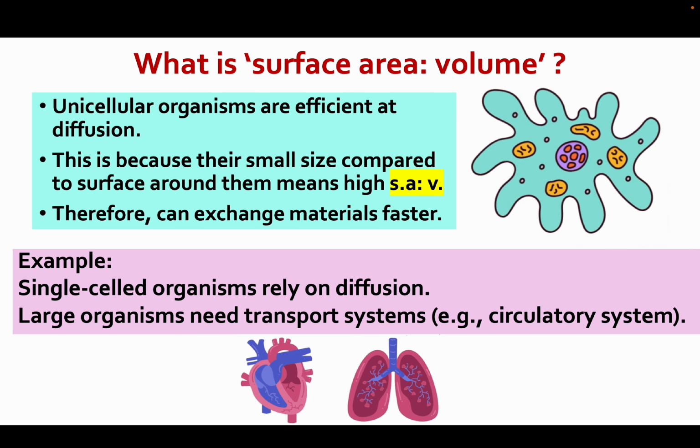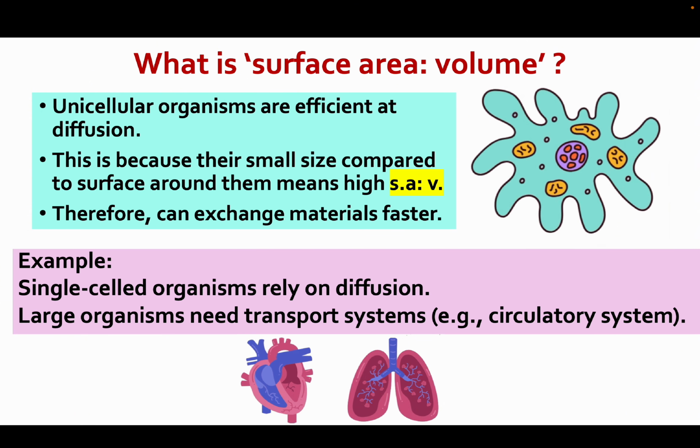Finally, let's look at surface area to volume ratio in a little bit more detail with some actual examples. Cells need to exchange materials efficiently, and the bigger the ratio, the easier this exchange is. Unicellular organisms are efficient at diffusion. This is because their small size compared to the surface around them means they have a high surface area to volume ratio. Therefore, they can exchange materials faster.